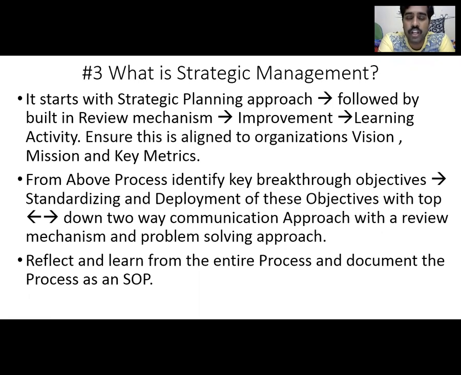Say, for example, in this particular video, I'm going to talk about Hoshin metrics. There is something called Hoshin metrics. It's a strategy deployment tool that tries to bring uniformity in the communication system, and it calls for a review mechanism and taking corrective measures in case there is a deviation. So it starts with a strategic planning process.